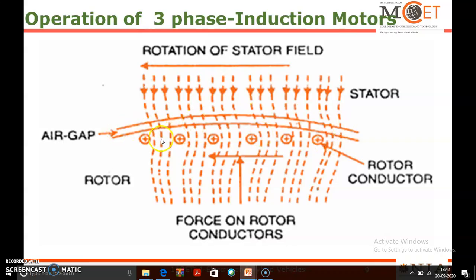These are said to be the rotor conductors. When these magnetic flux lines cut the rotor conductors, due to Faraday's law of electromagnetic induction, an EMF will be produced in the rotor conductor. We know that the rotor conductors are short circuited by copper or aluminum bars, so current flows through them. Again, an MMF, that is magnetomotive force, is developed by the rotor conductor due to the current flow.